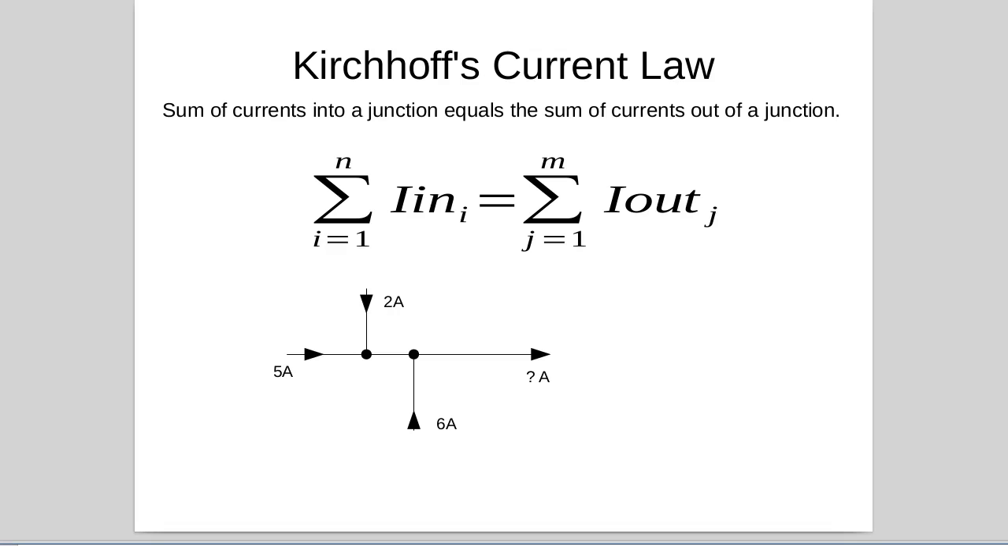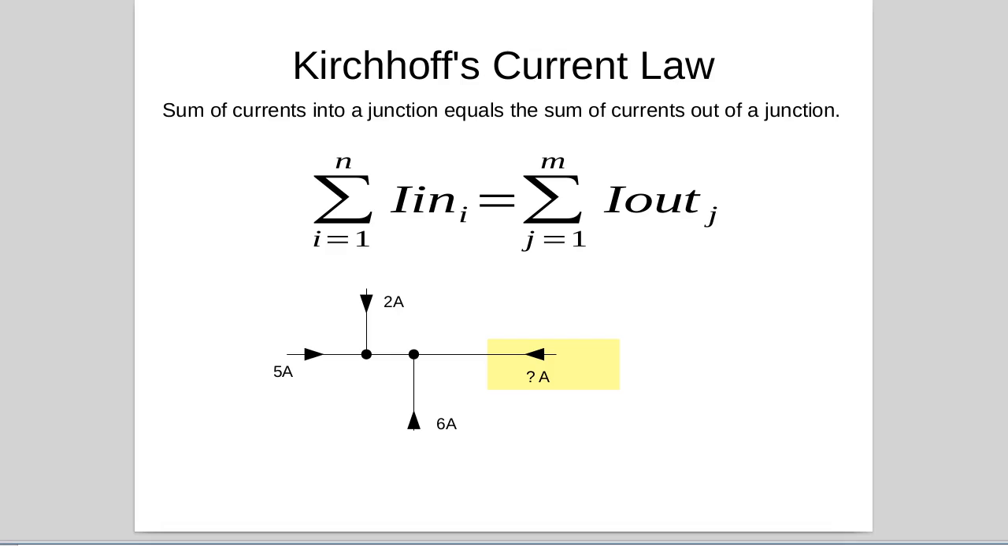So here I've got a junction. It's got 4 connections. 2 amps coming down from the top, 5 amps coming in from the left, 6 amps coming up from beneath, and an unknown current flowing out on the right. So we could put that into an equation. The currents flowing in are 5 amps plus 2 amps plus 6 amps for a total of 13 amps. And the current flowing out must equal the current flowing in. So the current flowing out is 13 amps.